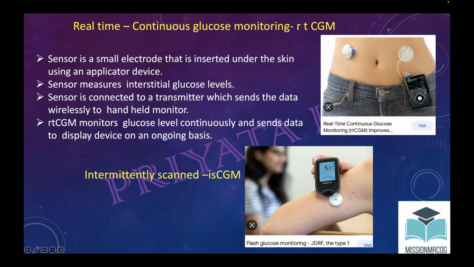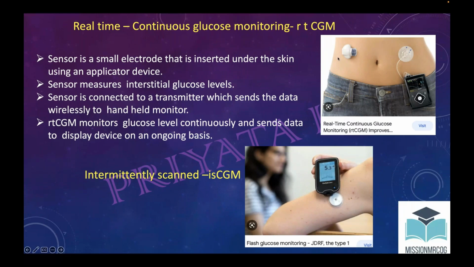This device has sensors, so they sense the glucose and transmit the data to this handheld device. So the sugar checking is continuously getting done. Whenever we do blood glucose testing, we are doing capillary glucose testing, but this is inserted inside and they are checking the interstitial glucose level. So in interstitial fluid they are checking glucose level. So this is also the difference. So this is real time or continuous glucose monitoring.